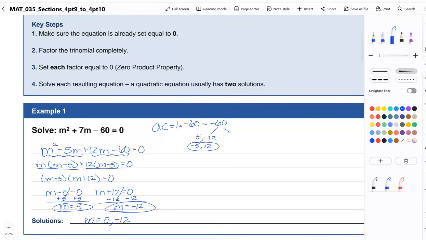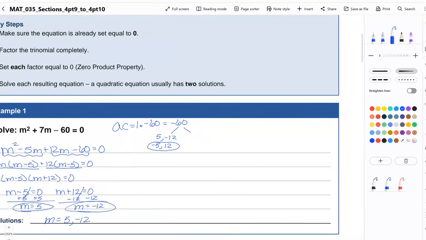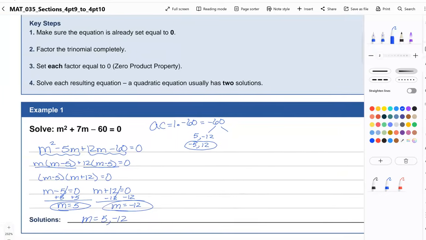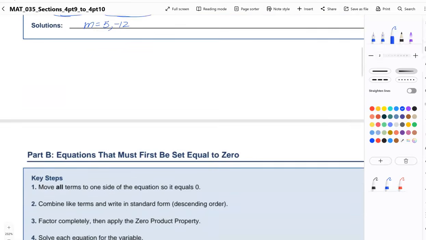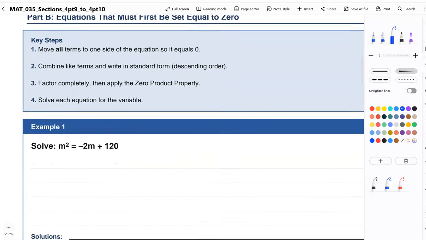So we could always check the answer. If we were to plug 5 in here, we're going to see that we're going to get 0. And if we plug in negative 12 in there, we're going to see we're going to get 0. So we're going to get two answers for that one. Let's look at the next one.